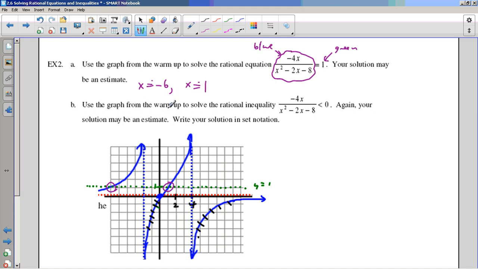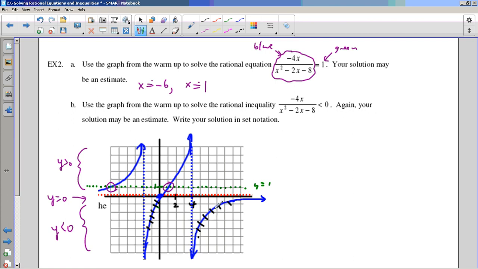It says use the graph from the warm-up to solve the rational inequality, where is the blue graph less than 0? Well, here's where the blue graph is greater than 0. That's this chunk, right? Here's where it's equal to 0. And here's where the graph is less than 0. So if I'm interested, where's the blue graph less than 0? It's this black part that I shaded in. So here it's less than 0, and here it's less than 0.